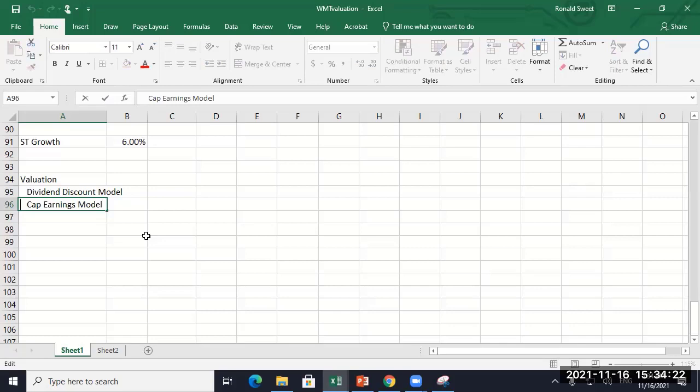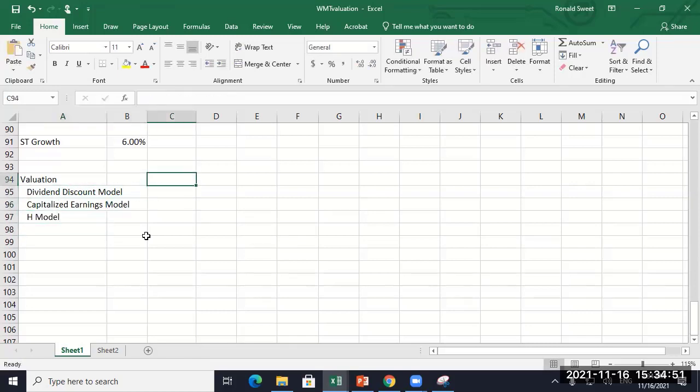Now the cap earnings model, I'm calling it the capitalized earnings model. I have students that call it the CAPM model. This is not the CAPM model. I did not create the CAPM model. I can assure you, I wasn't even born when the CAPM model was invented. So, you know, that's not mine. This is the capitalized earnings model. CAPM model is risk-free rate plus beta times market risk premium. And then the H model.